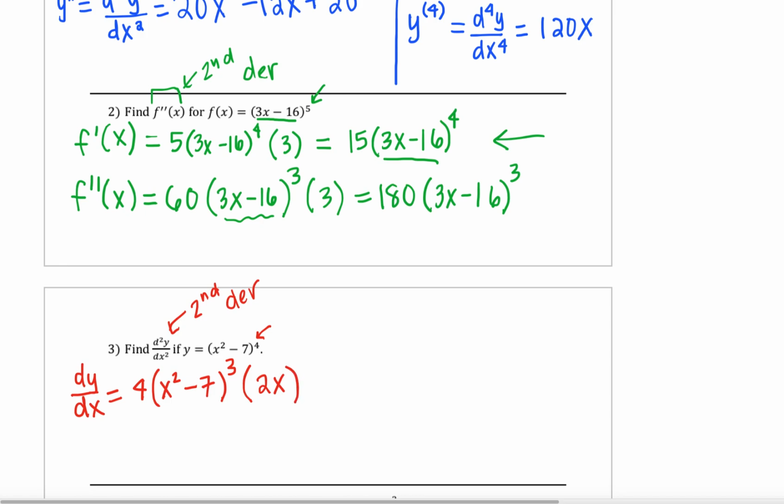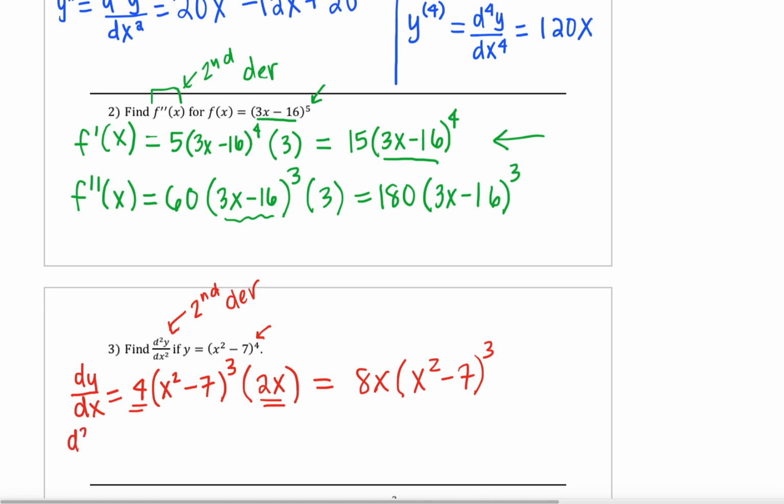So we have our chain rule here, bringing down the 4, keep the inside the same to the third, times the derivative of the inside. Now, like our last example, it would be helpful to combine what I can. The x squared minus 7 all to the third, I can't multiply the 4 or the 2x into that because it's all being raised to the third first, and order of operations still applies. But I could multiply together the 4 and the 2x, and this would give us 8x times the x squared minus 7, all to the third. Now that we have our first derivative, we can find our second derivative.